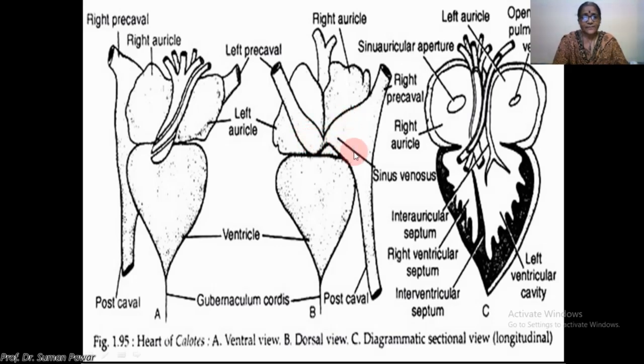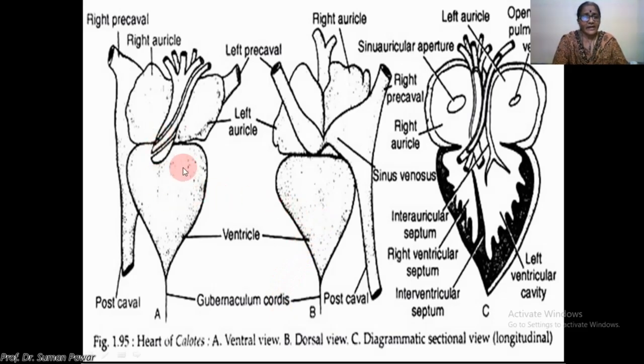Here is the interauricular septum, which separates the left and the right auricle, whereas here is the coronary sulcus, this transverse fissure which separates the auricular region from the ventricular region. This triangular and rather oval is the ventricle, which at its posterior end is provided with this thready strand, that is gubernaculum cordis.